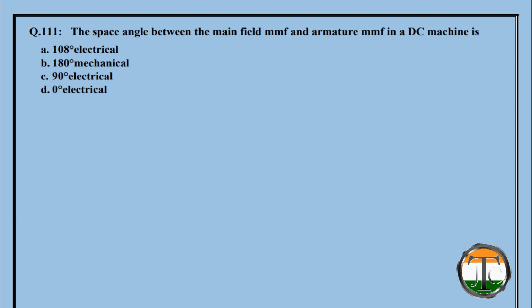So the next question is 111, that is the space angle between the main field MMF and armature MMF in DC machine is. Option A is 180 degree electrical, option B is 180 degree mechanical, option C is 90 degree electrical, option D is 0 degree electrical. Here the question asks for the angle between the main field flux and armature field flux. So option C is the right answer. Mostly we see a 90 degree electrical angle between the field MMF and armature MMF. So option C is the right answer, that is 90 degree electrical.